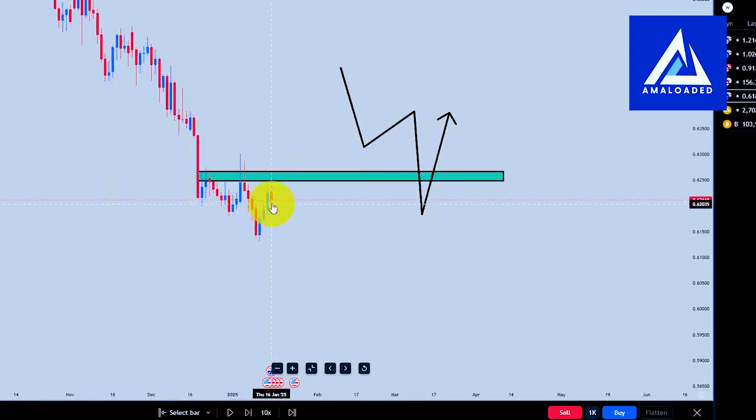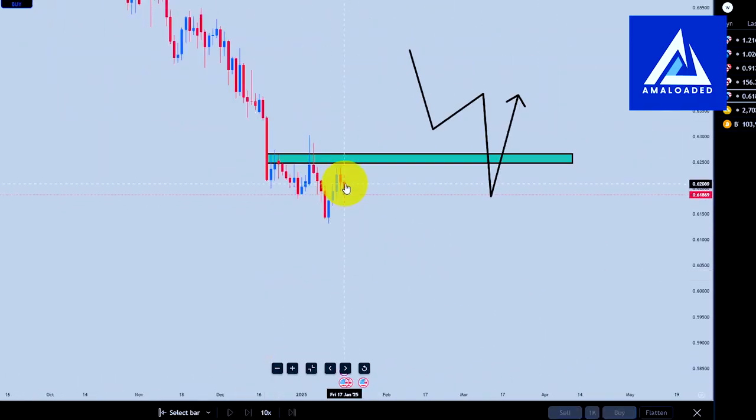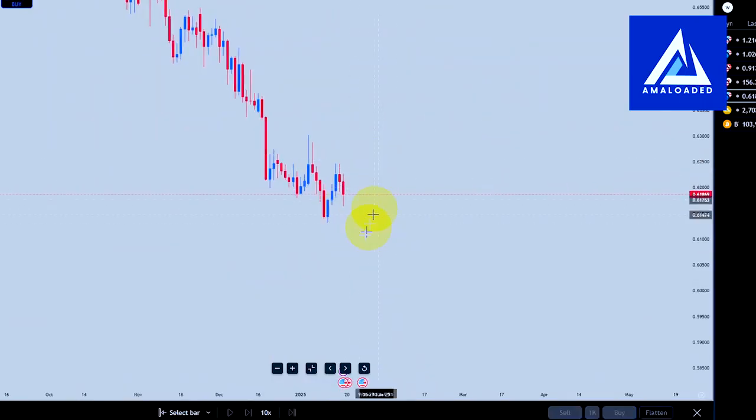Now let's see what happened. Sellers took charge of the market on the 16th of January 2025. The sellers pushed the price action massively. And if you look at this price action, the current structure says that we are in a bearish market condition. Lower low, lower high, lower low, lower high.